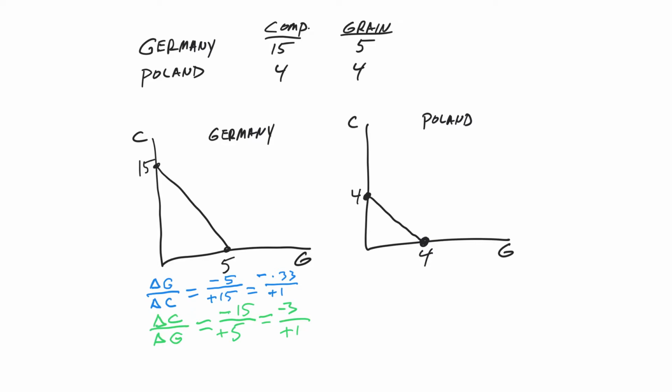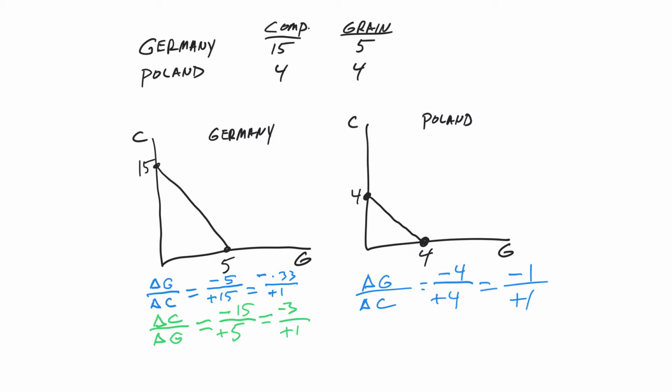All right, so we do the same thing for Poland. So we see that we want to know what 1 computer costs. So if we go from 0 to 4 computers, that's an increase in 4 computers, but that's going to require giving up 4 grain. So what we have here is 4 computers cost 4 grain. Divide through. 4 divided by 4 is 1. So 1 computer costs 1 grain.